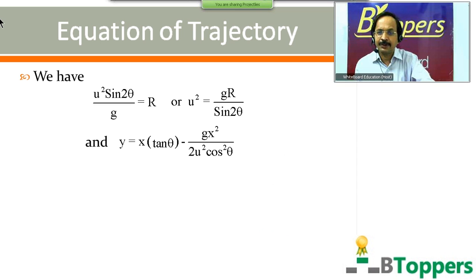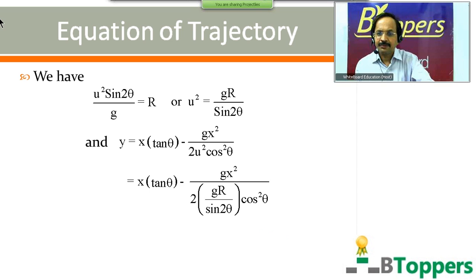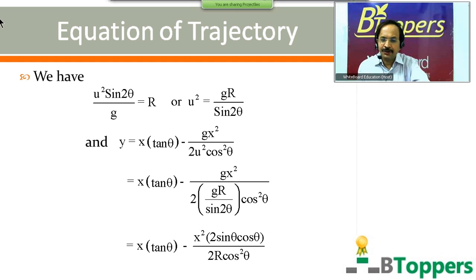y equal to x tan theta minus g x square by 2 u square cos square theta. You can substitute u square equal to gR by sin 2 theta. So g gets cancelled here. Acceleration due to gravity g gets cancelled in the second term on the right side. So you can write sin 2 theta equal to 2 sin theta cos theta in the next step. So 2 gets cancelled there. Then sin theta by cos theta, you can write tan theta. So those who are writing the notes, they can take a pause and write the notes.